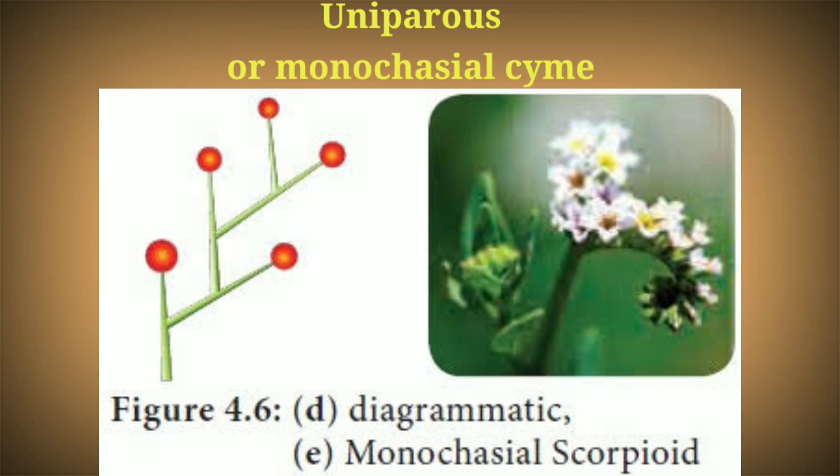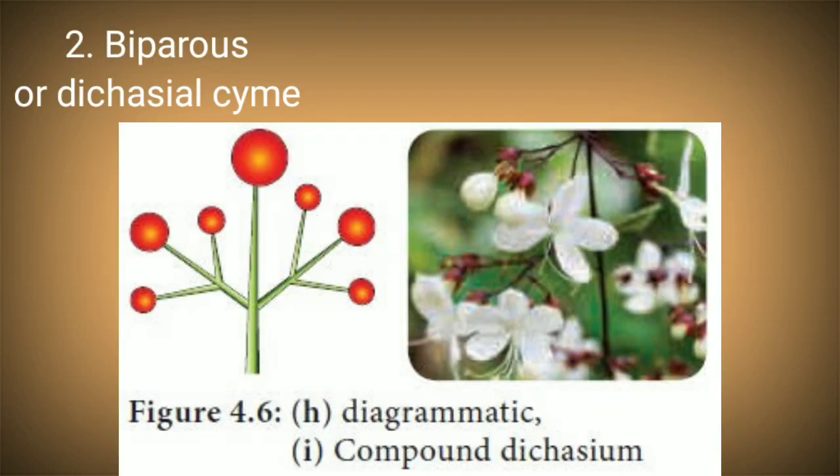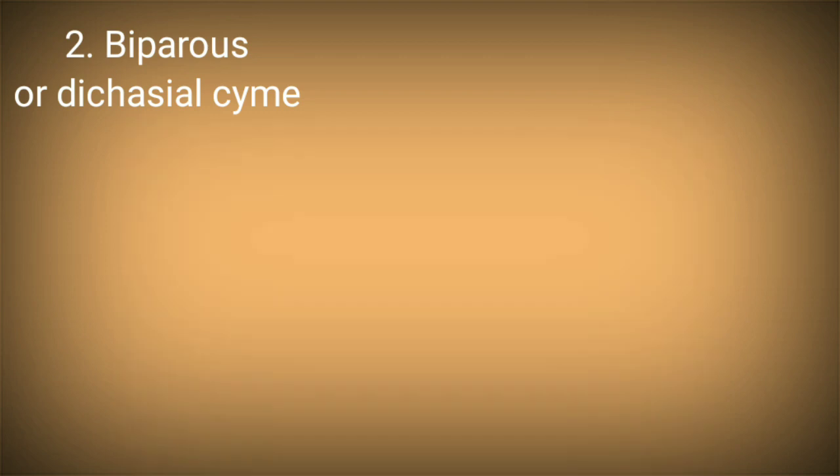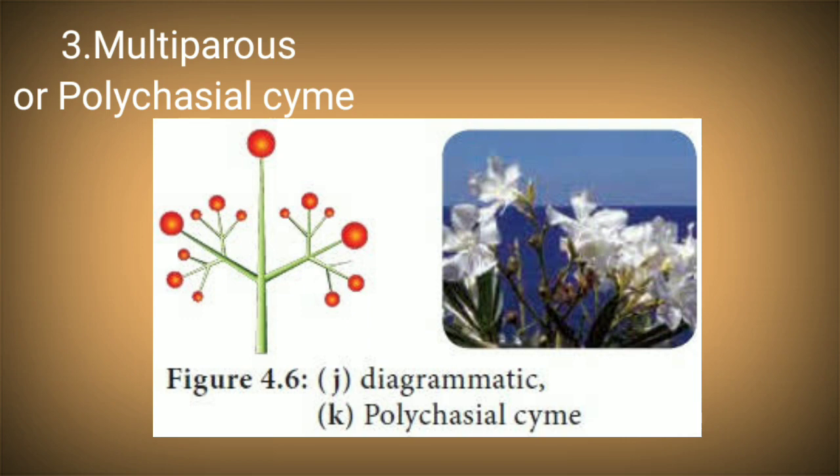Now in case of the biparous cyme, the main axis also terminates into a flower, but there are two lateral branches, or a pair of lateral branches, that arise below the terminal flower, as we can see in ixora, dianthus, jasmine flowers, etc. And in case of polychasial cyme, the main axis terminates into a flower, and below that flower many lateral branches may arise which also get terminated by flowers, as we can see in calotropis. Therefore it is called multiparous cyme.